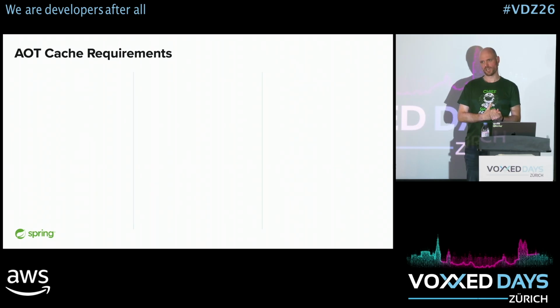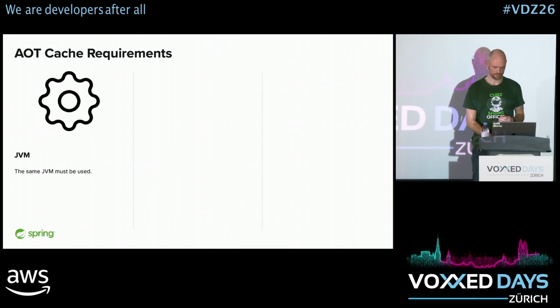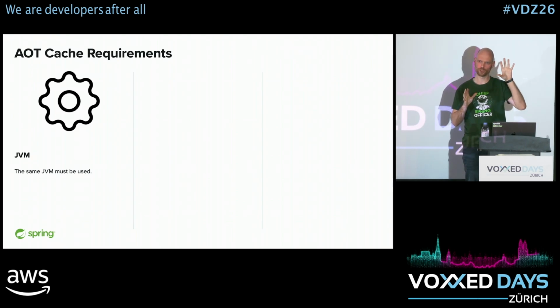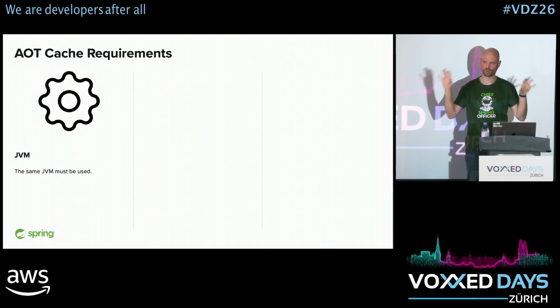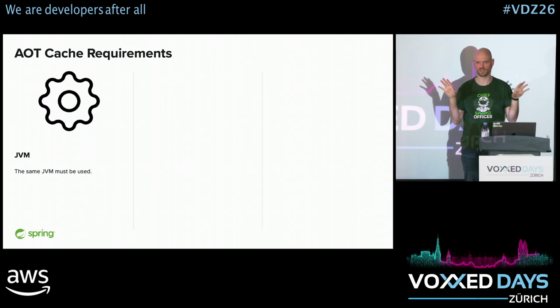Let's talk about AOT cache requirements. There are some. First, the same JVM must be used. The JVM you use for your training run and the JVM you use in production must be the same, same vendor, down to the same point release. Otherwise the cache file can't be loaded. It doesn't explode and crash and burn. It just ignores the cache file and starts up slow.